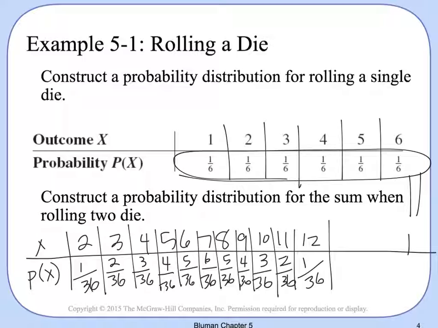Yeah. In fact, 7 is not only the most popular, but it is also what we call the mean of the distribution. And I'll show you how we get that, but 7 is actually our mean.